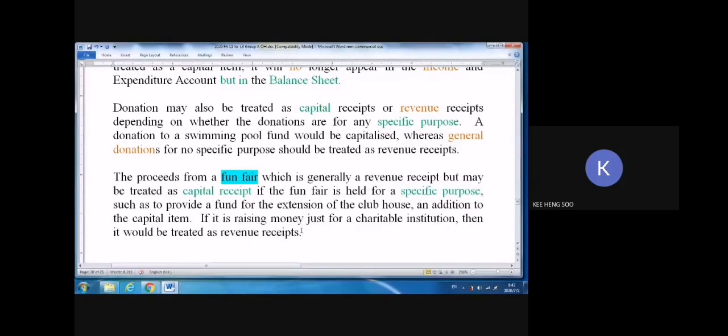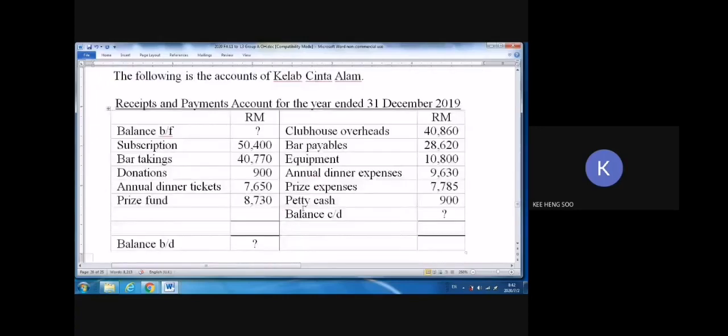The question will tell you that a capital item is recorded in the statement of financial position, and a revenue item is recorded in the income and expenditure account. Okay. So I'm going to go through this club question.